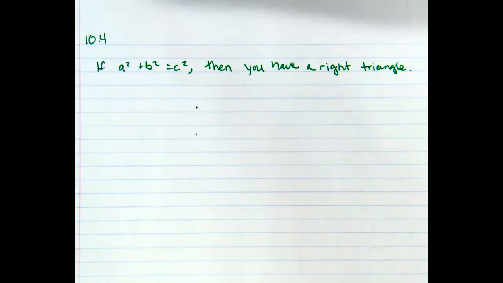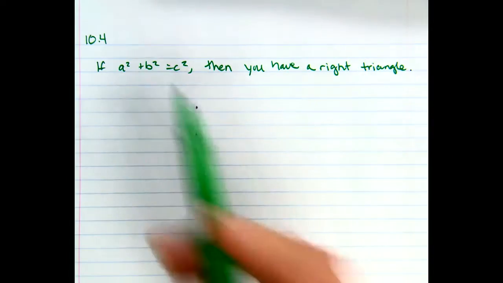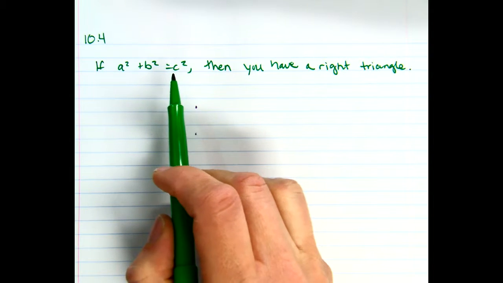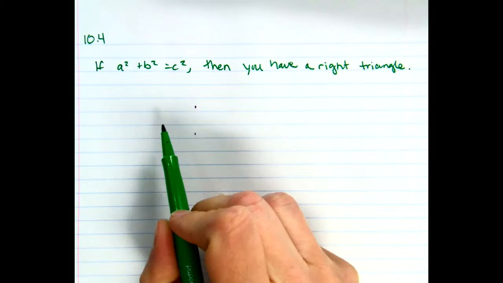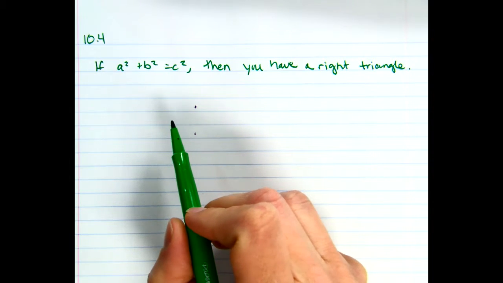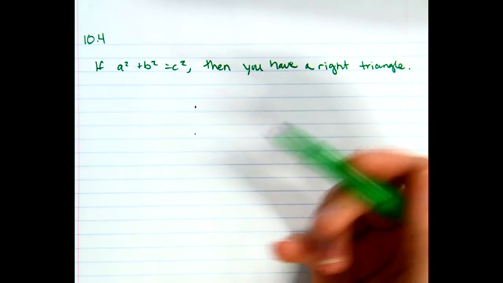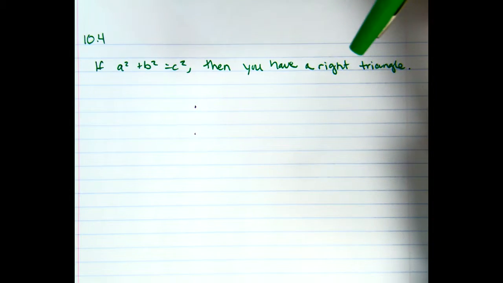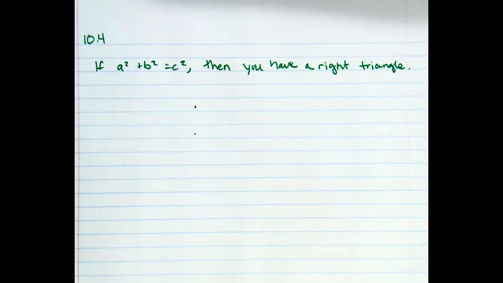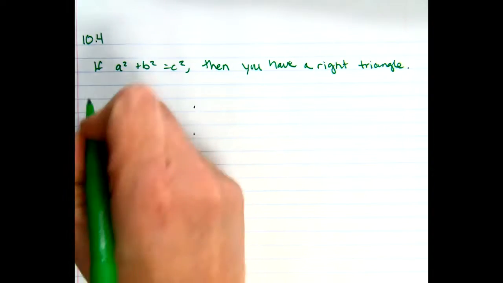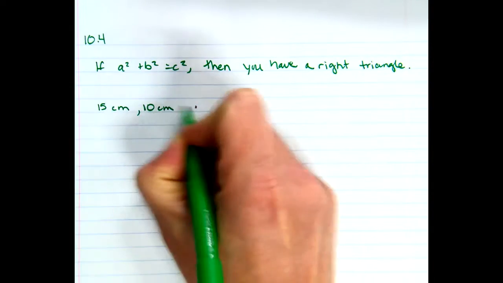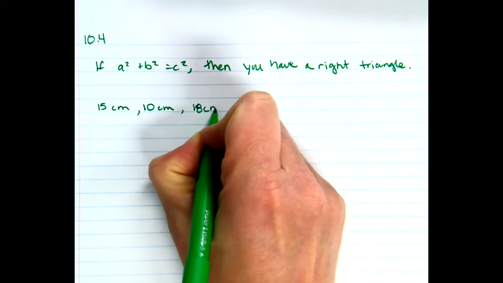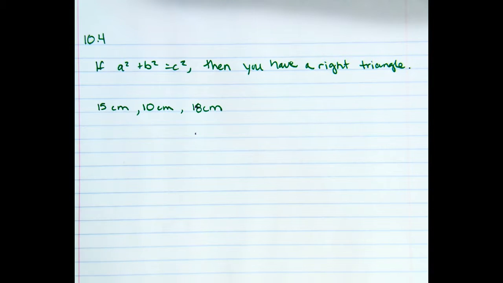However, in the case of the Pythagorean theorem, it is. So if a squared plus b squared equals c squared, then you have a right triangle. So what we can do is you can be given a couple of numbers, or a couple of side lengths of triangles, and you have to determine if that triangle is a right triangle or not. So for example, if I gave you these three sides and I said, is this a right triangle?